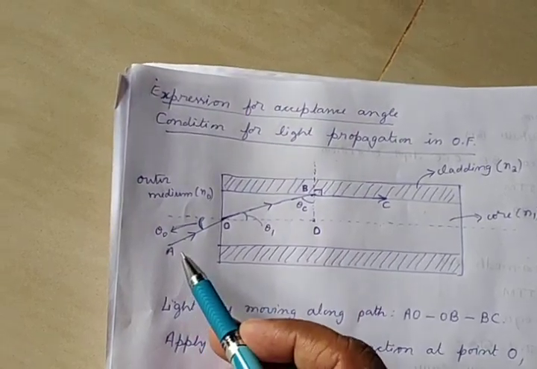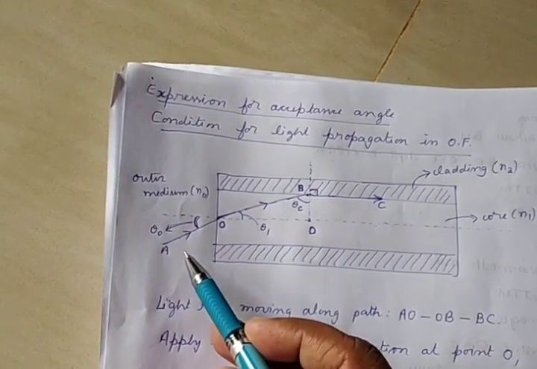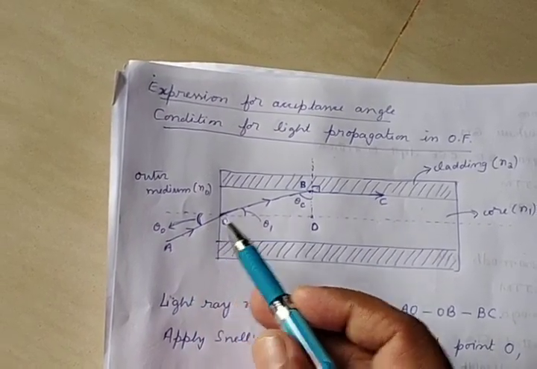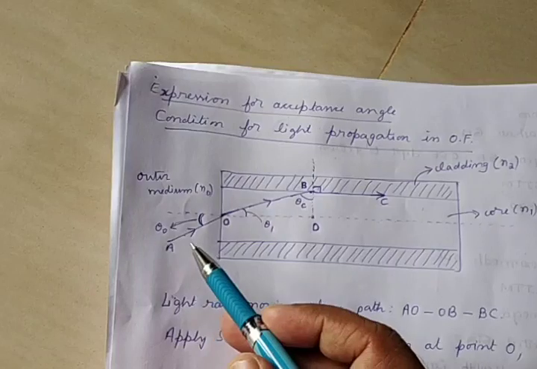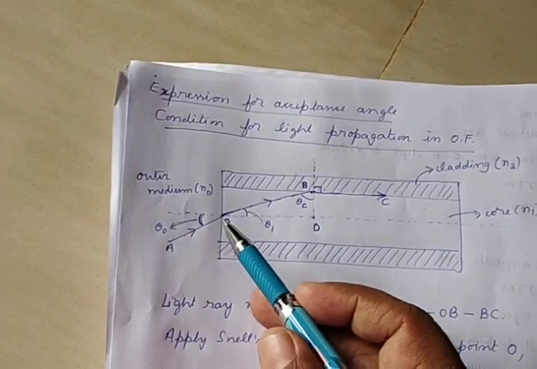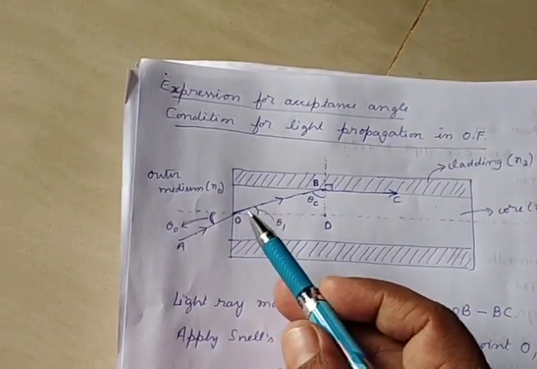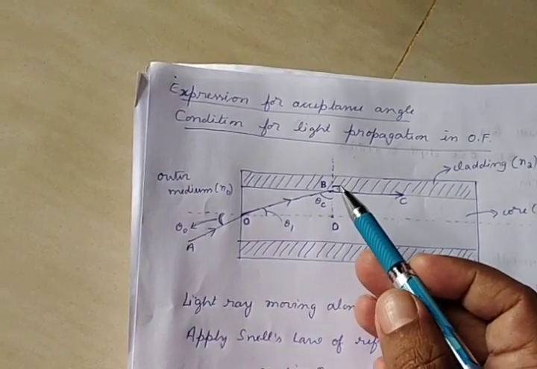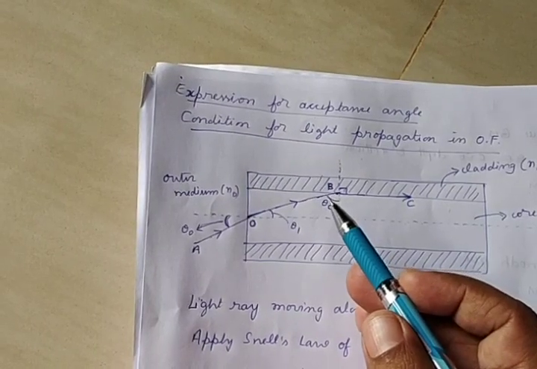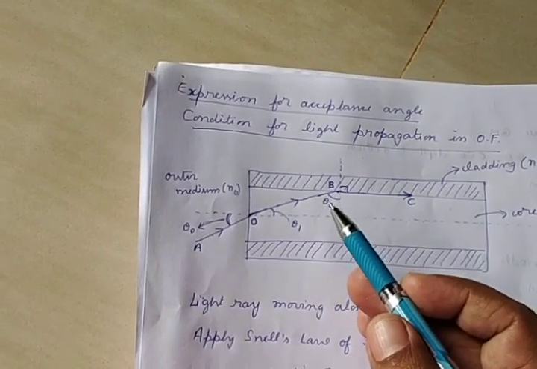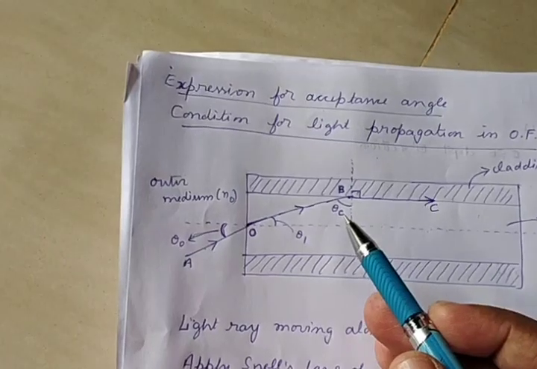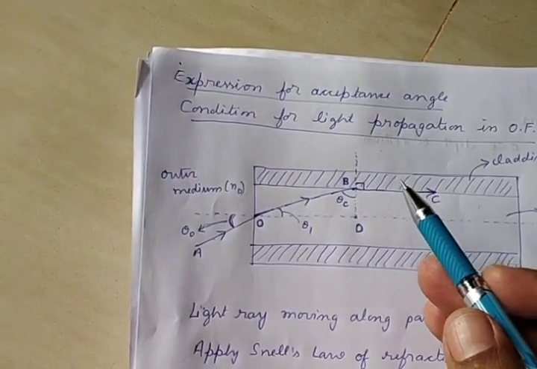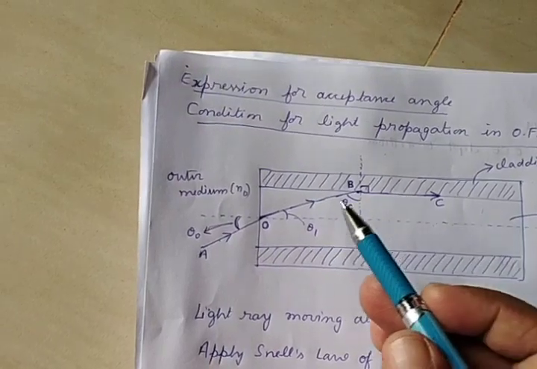Here is the light ray which is passing along this path, that is AO. It is from the outer medium. The light ray is incident into the optical fiber through the path AO. Once it enters the core medium, it will go along this path OB and it will be incident at the core-cladding boundary here. Let us say the angle becomes exactly the critical angle. Then the light ray will just graze along the boundary separating the core and cladding. So this is what we have taken.